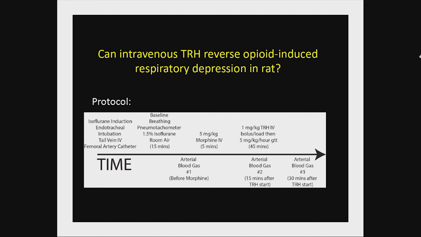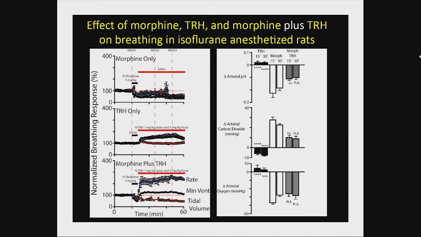So to test this, we took rats and we anesthetized them with isoflurane, intubated them, instrumented them with a tail vein and a femoral artery catheter, and then measured their baseline breathing under 1.5% isoflurane anesthesia, drew a baseline gas, injected morphine, 5 milligrams per kilogram over 55 minutes, which gives you about a 50% decrease in ventilation. We then administered TRH, 1 milligram per kilogram, followed by a continuous infusion, and then did a second and a third blood gas. And what we found is this drug works really well for reversing opioid-induced respiratory depression.